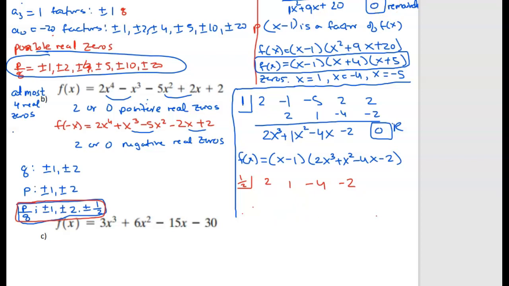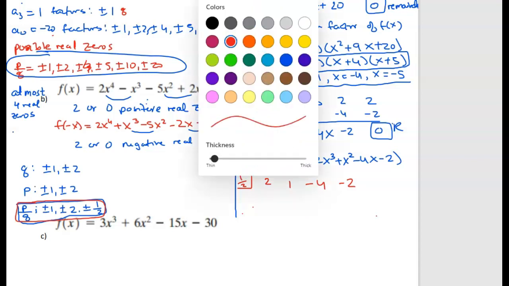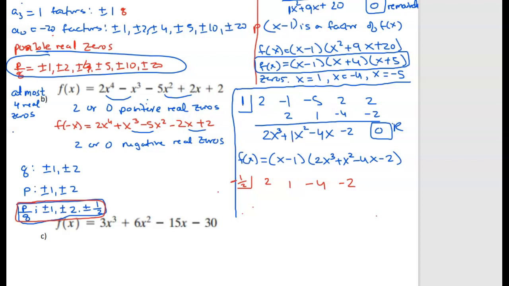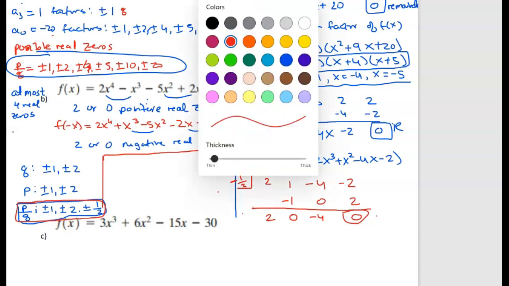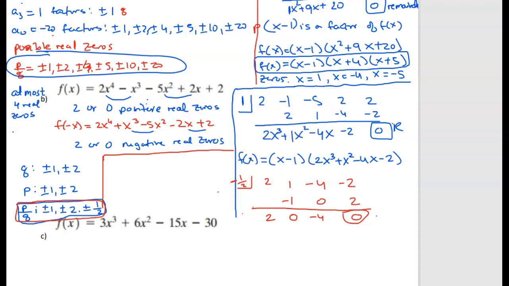Let's try negative 1/2. There you go. We have 2. 2 times negative 1/2 is negative 1. 0. 0 times negative 1/2 is 0. Negative 4. Negative 4 times negative 1/2 is 2. There it is! We got it! Nice. All right. So, good. Let's put it in. So, as I said, sometimes it comes right away. Sometimes you have to try lots of times.